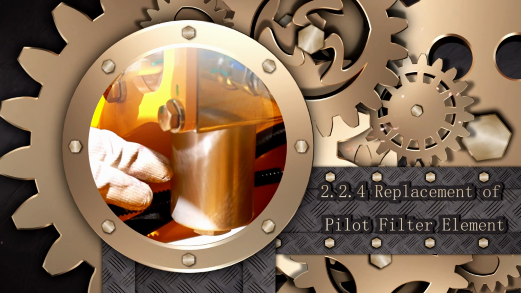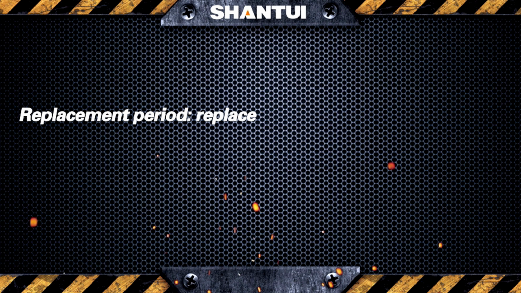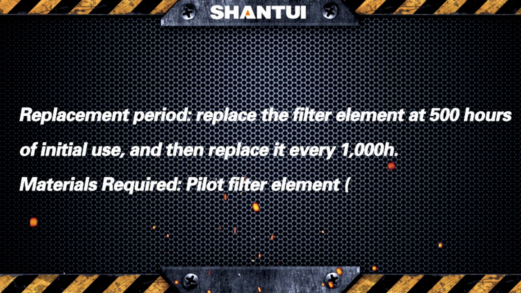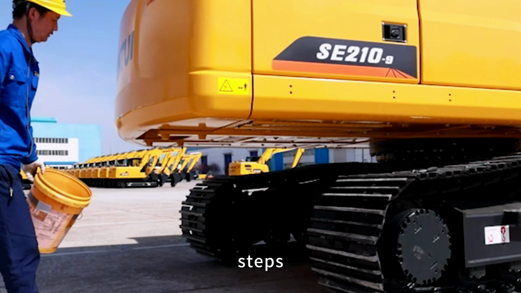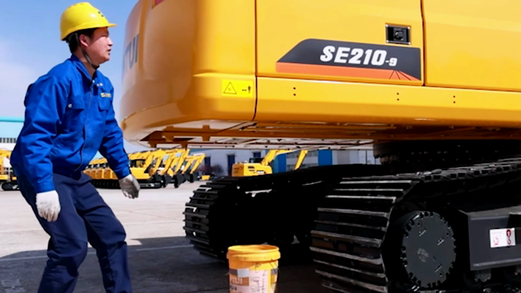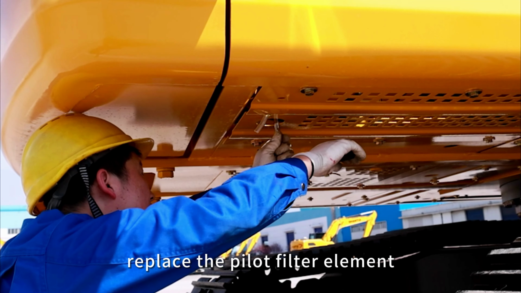Replacement of pilot filter element. Replacement period: replace the filter element at 500 hours of initial use, and then replace it every 1,000 H. Materials required: pilot filter element, 1 PC. Steps: place a container below the filter. Remove the filter body. Replace the pilot filter element.